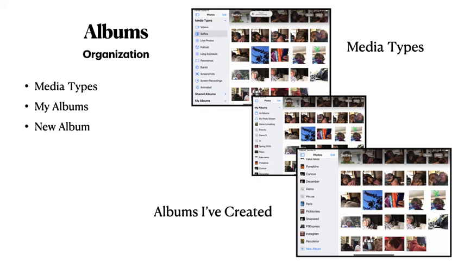Now, the next section is my albums, albums I've created. And at the bottom of that whole list, it says new album. And notice that it is in blue, which means that it's a live link. So let's see what happens when I tap on it. Let's suppose that we're sitting around your kitchen table, and I'm going to show you how to create a new album.